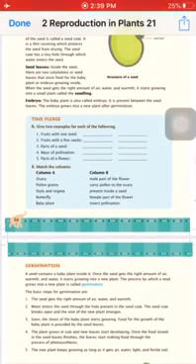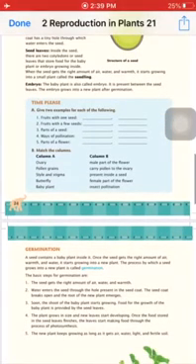Next is time to practice. Now you try to solve this. Give two examples for each of the following. First is fruits with one seed. Fruits with one seed are chiku and plum. Second is fruits with few seeds: lemon and apple.